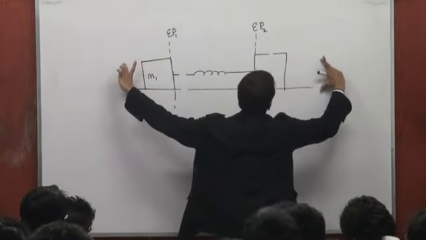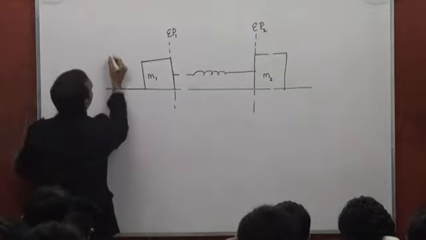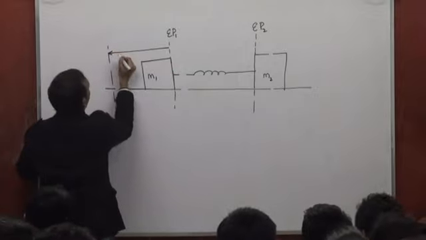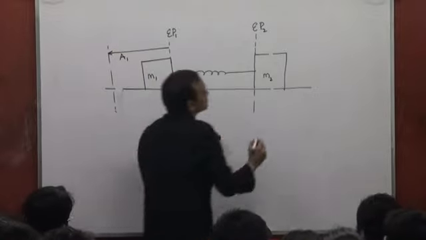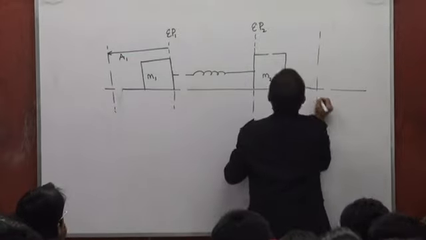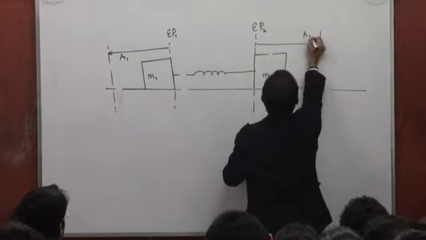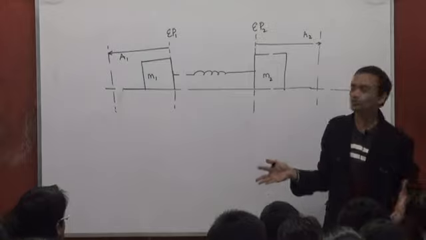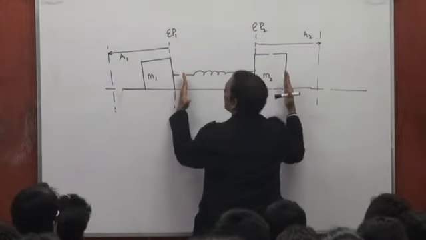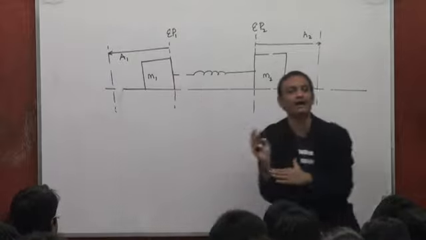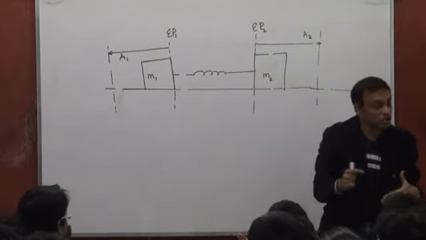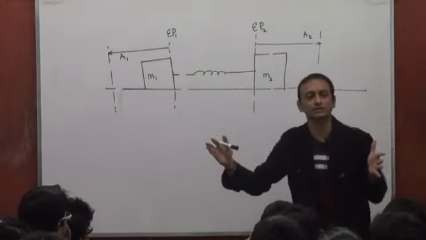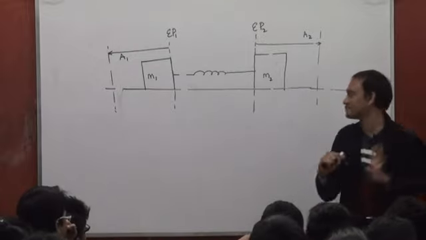I pull masses m1 and m2. Let's say m1 is pulled by an amount a1 to the left and m2 is pulled by an amount a2 to the right. So what's the elongation that I'm producing in the spring? a1 plus a2. Or I could have compressed m1 by an amount a1 and compressed m2 by an amount a2. So then the compression in the spring would have been a1 plus a2. Same thing, it does not matter. Either way, I can initiate simple harmonic motion by either a compression or an elongation. It does not make any difference.